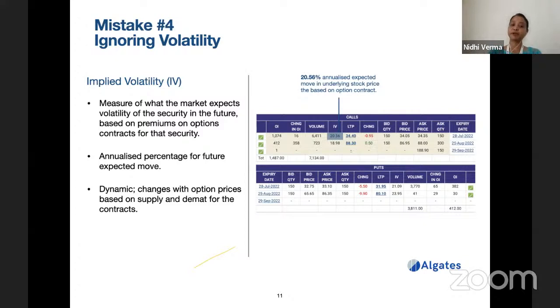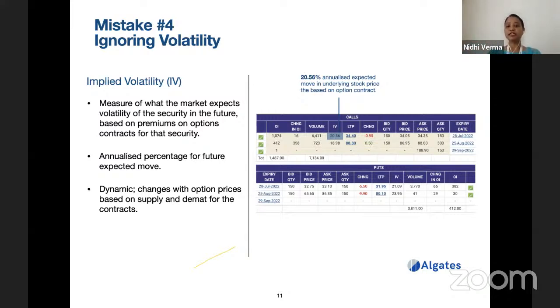Another important thing is that this is dynamic. Suppose when you are placing a trade, there will be an IV for that particular option in which you are placing the trade. But as you go forward in time, this will not remain the same. If you check the next day, or next hour, or after a couple of days, or at the time of expiry, this IV will be different, because it is dynamic in nature, not static. It changes with the option prices based on the demand and supply for the contracts.